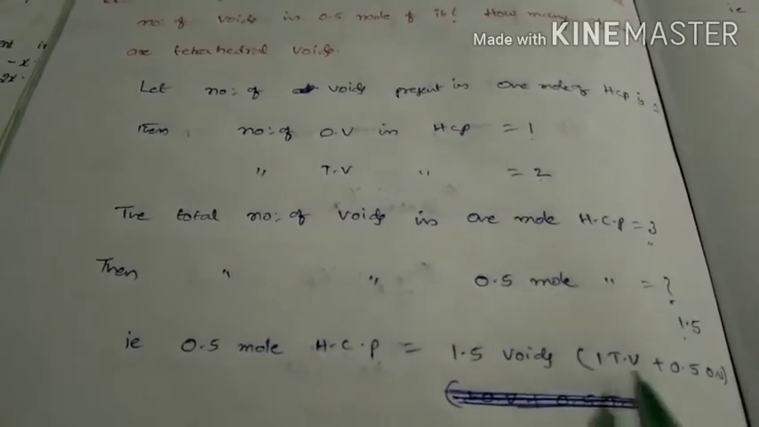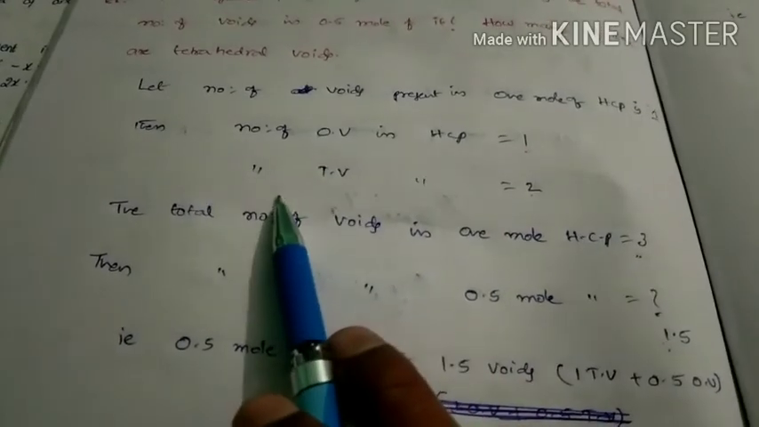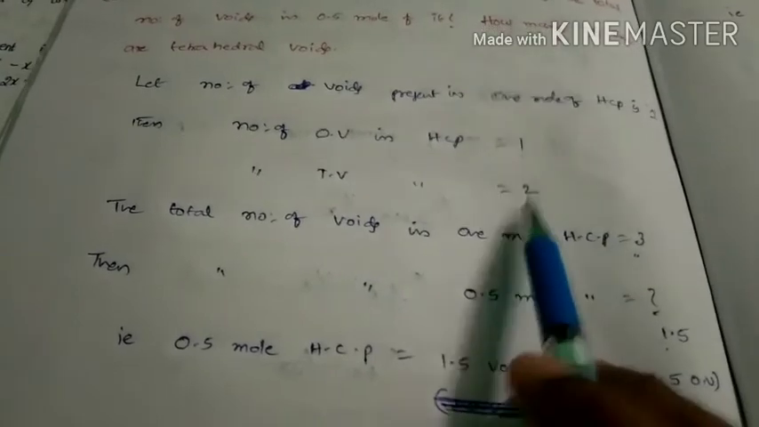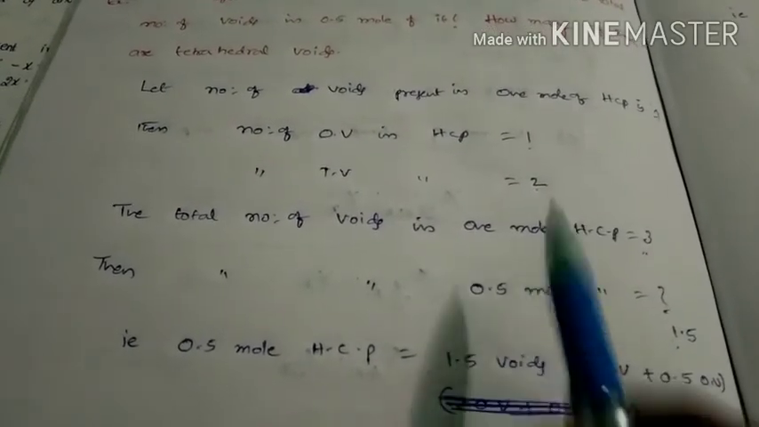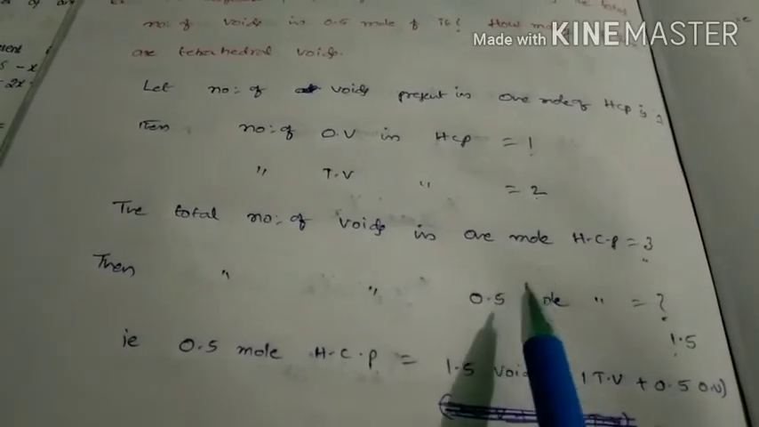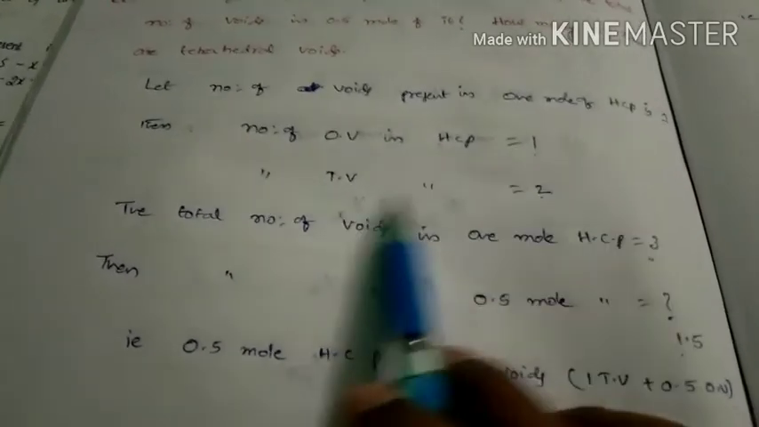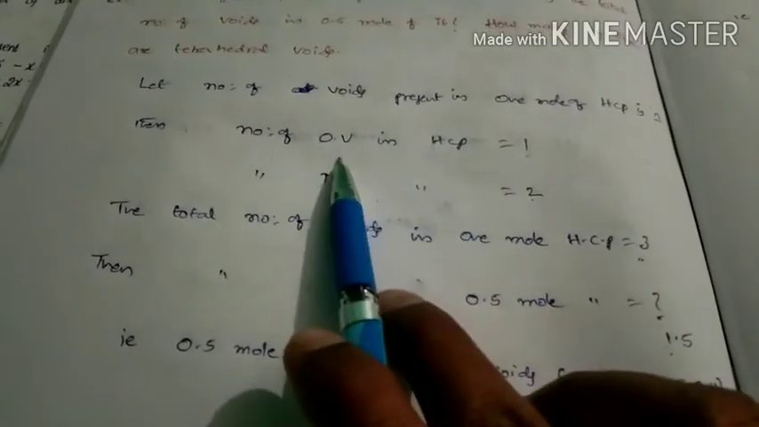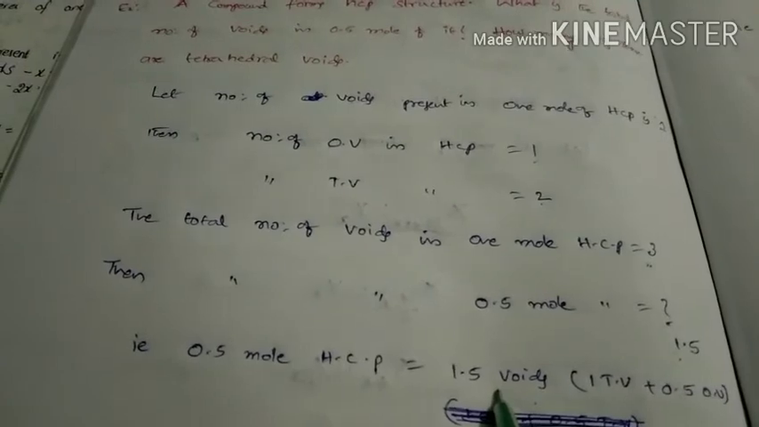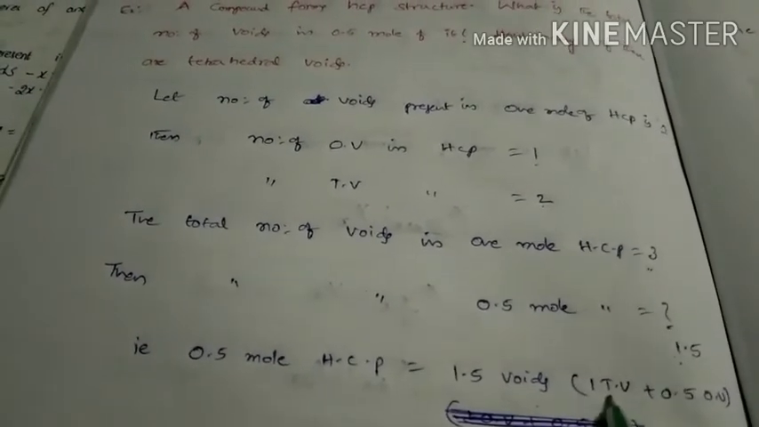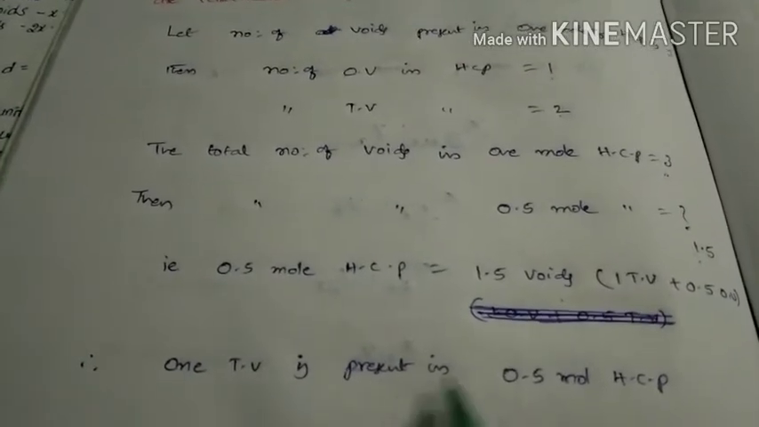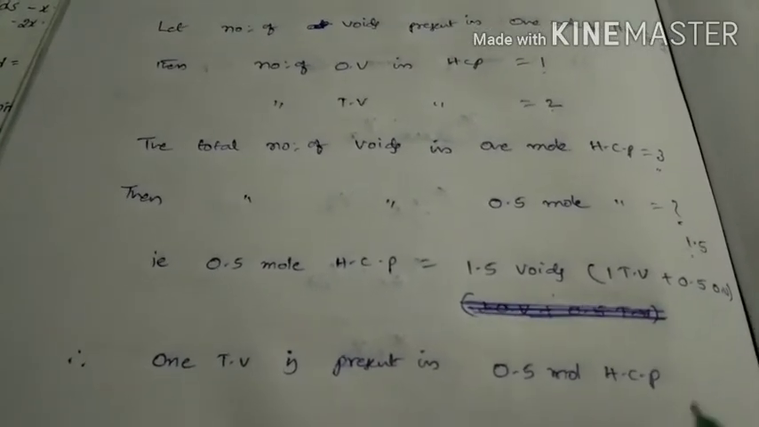How can we say that 1 is tetrahedral void? Here, 1 mole of HCP contains 2 tetrahedral voids. Then 0.5 mole contains how much? 1. For 1 mole there are 2 tetrahedral voids, and for 1 mole the octahedral voids are 1. For 0.5 mole, 1 is tetrahedral void and 0.5 is octahedral void. So finally one tetrahedral void is present in 0.5 mole of HCP.